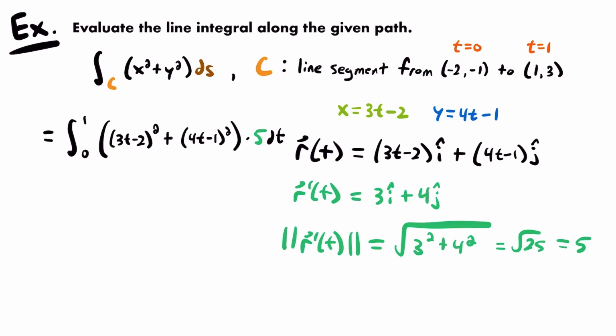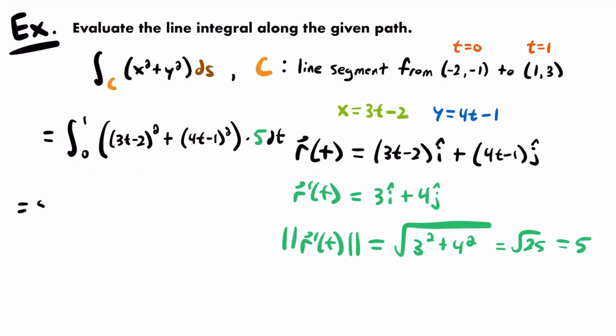Now all that's left to do is simplify it and then evaluate. And we do have to do a little bit of simplifying here because we have these quantities being squared that we can't really integrate in their current state. So we should expand those. And I'm going to pull this 5 to the front of the integral.